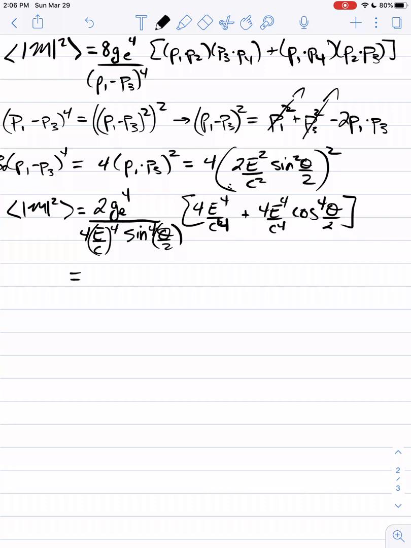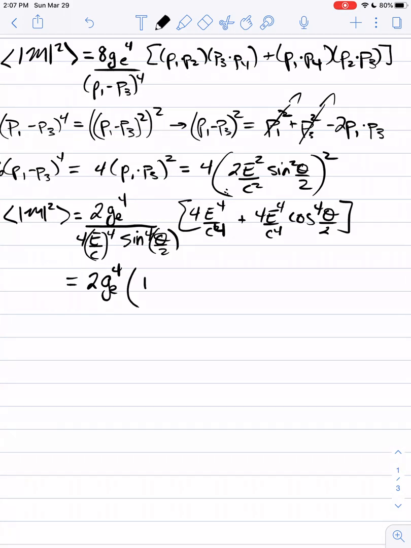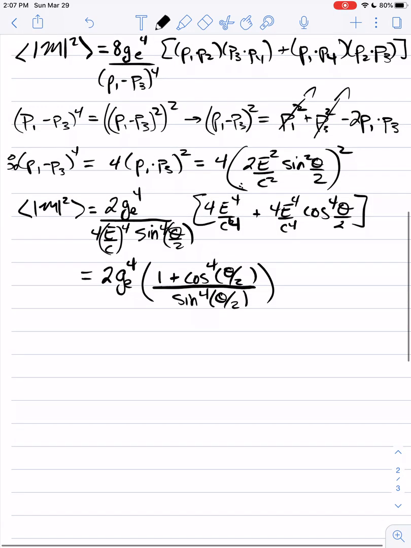Okay, and then factoring out the energy and doing some division. So factoring out the 4e to the 4th over c to the 4th, we've got 2g e to the 4th times 1 plus cosine 4 theta over 2, all divided by sine 4 theta over 2. So we have a nice, relatively compact expression for the spin averaged amplitude. So that's part A, okay?